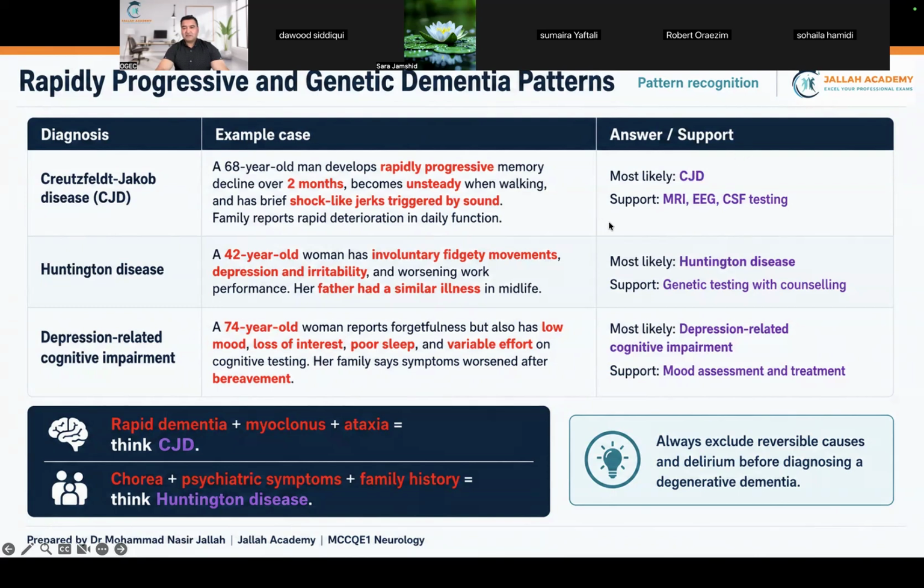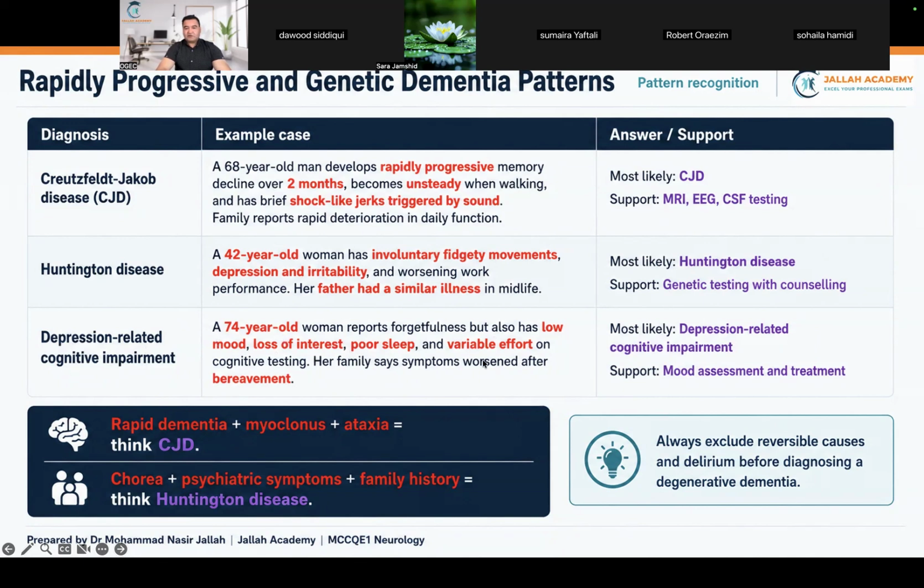Rapidly progressive dementia, unsteady walking, ataxia, shock-like jerk movement which is myoclonus, is equal to Creutzfeldt-Jakob disease. And this is what we do for Huntington. Usually this is younger than this, okay? A 42-year-old woman has involuntary fidgety movement, chorea, right? Depression and irritability, psychological, and worsening performance. So in this case, you can also put cognitive issue. Her father had a similar illness in midlife. It means father died of Huntington disease. So most likely it is Huntington, and do genetic testing.